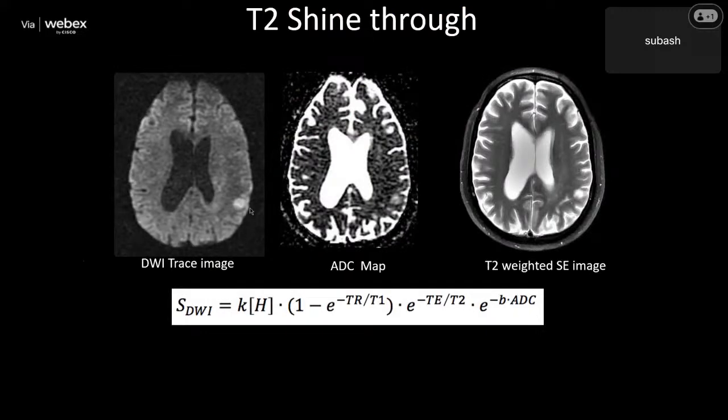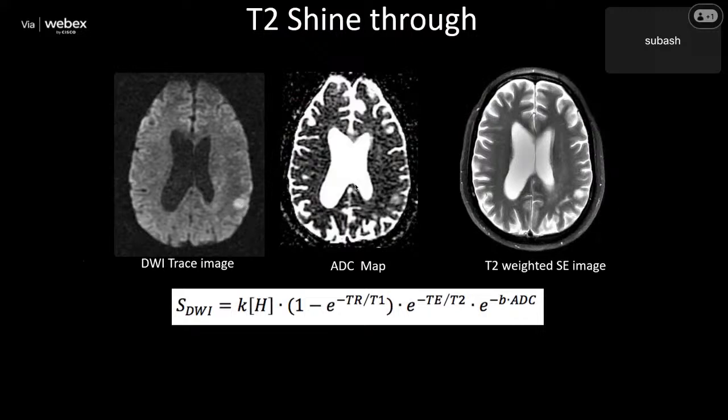So there's a lesion here. You can see here, this is a trace image, diffusion weighted image. And then this is the ADC image. So this is a T2 weighted image, spin echo image. You can see this is bright here also, here also. That means this is bright because of T2 effect. T2 is high in this region, and because of restricted diffusion, this is also showing bright region.